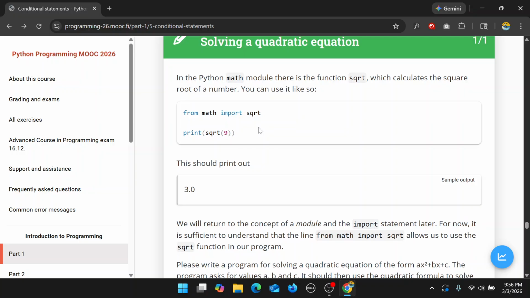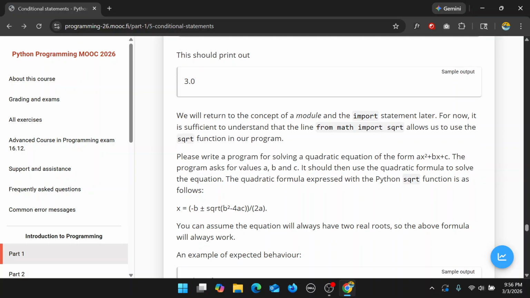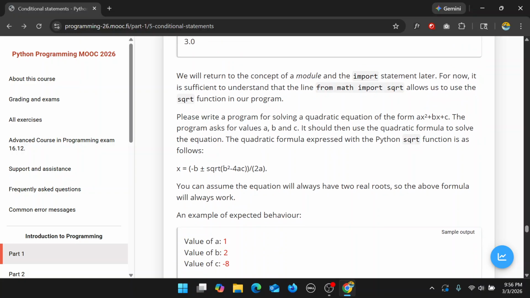But let's continue. It says you can use it like so: from math import sqrt, and then print sqrt of 9. So this will do the square root of 9, which will print out 3.0. It says we'll return to the concept of a module and the import statement later. But for now, it is sufficient to understand that the line from math import sqrt allows us to use the square root function in our program.